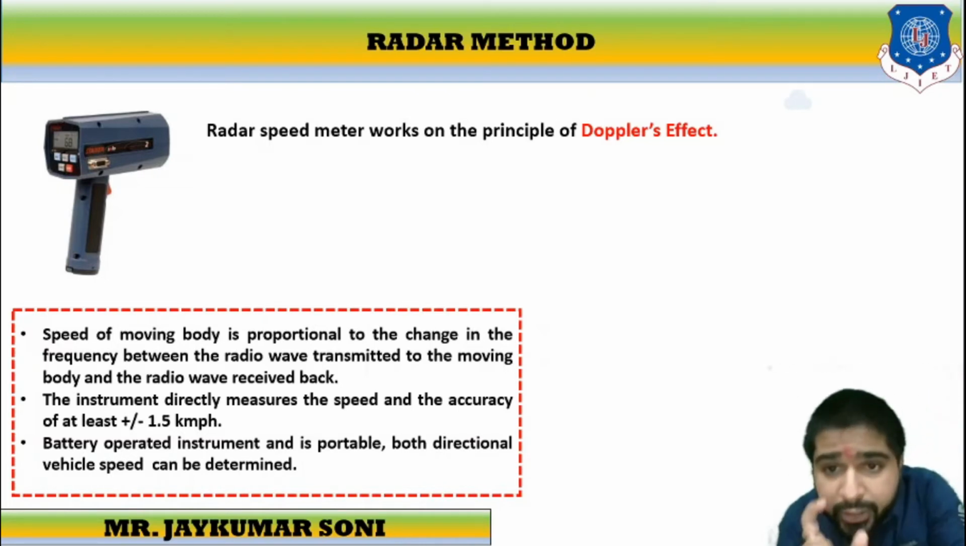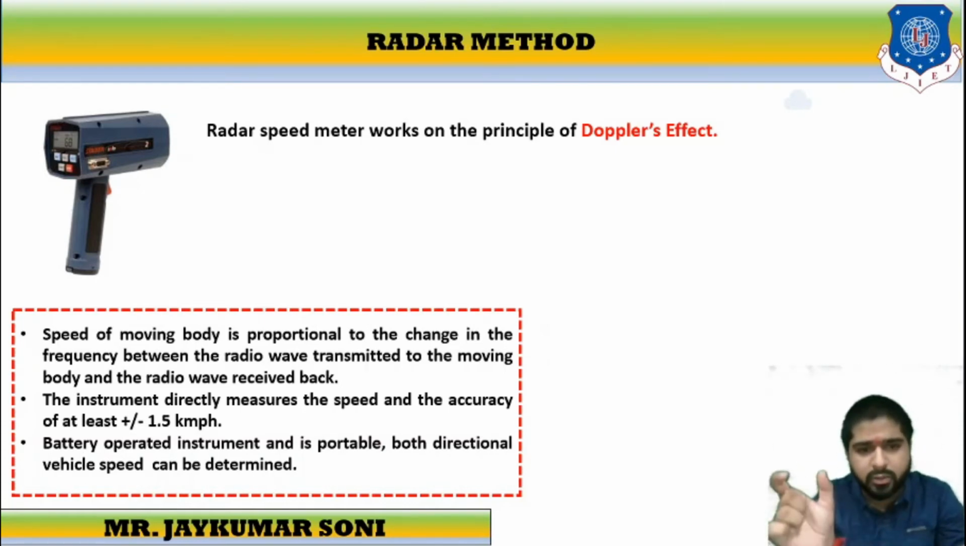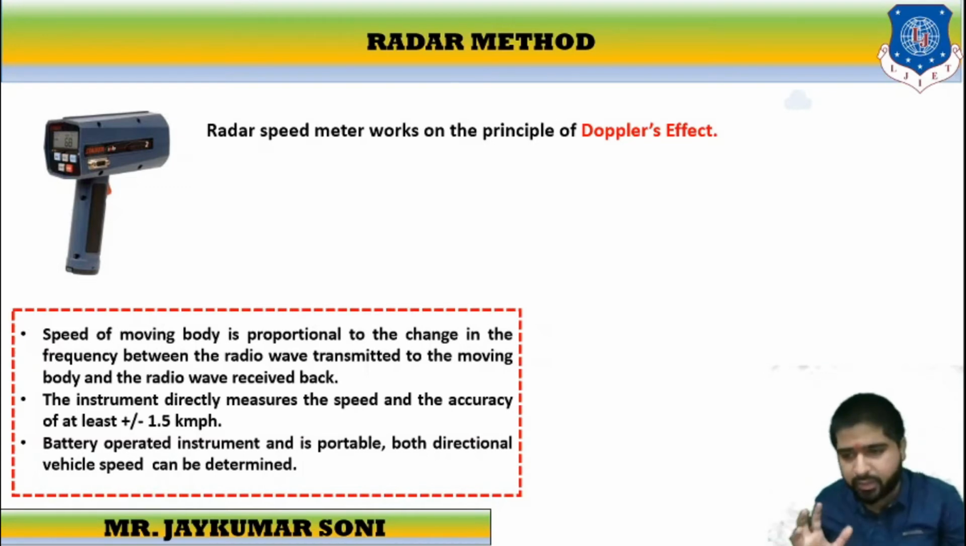This is the theorem of Doppler effect, that the speed of moving body is proportional to the change in the frequency. Which frequency? When the wave is transmitted and when the wave is received. Speed is proportional to frequency change. When the frequency is emitted and when it comes back, there will be variation in that frequency. This instrument directly measures the speed and the accuracy of at least plus or minus 1.5 kmph.